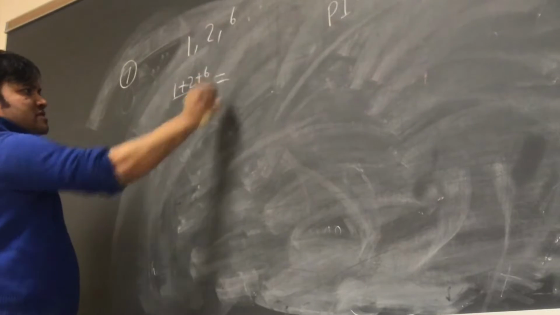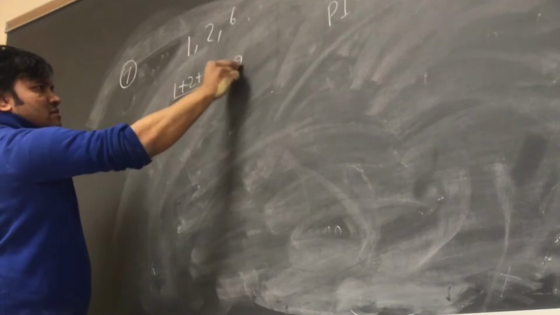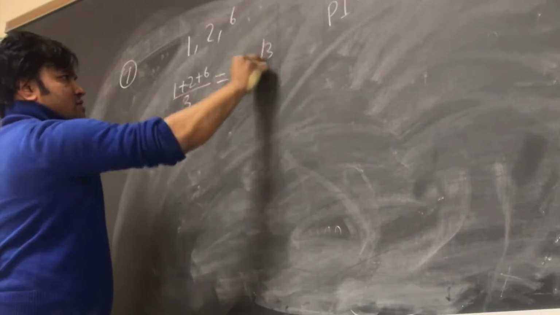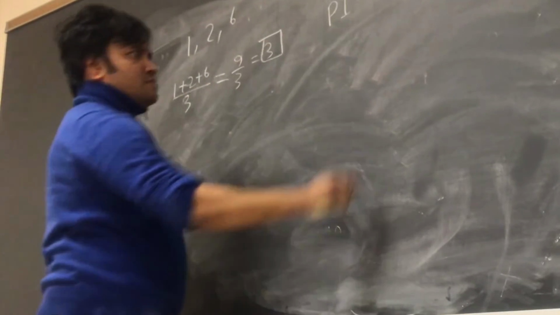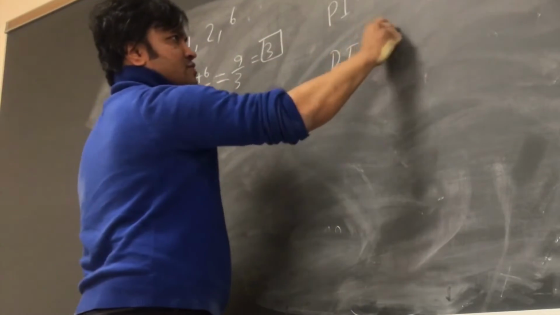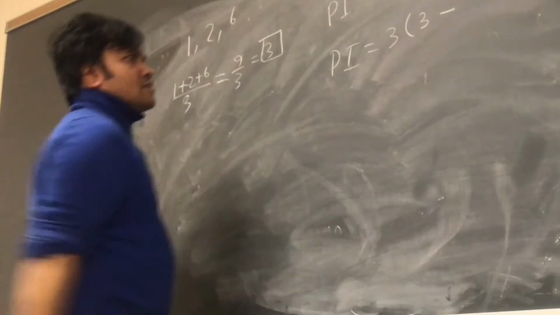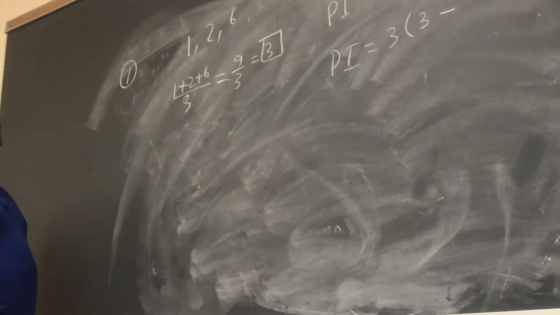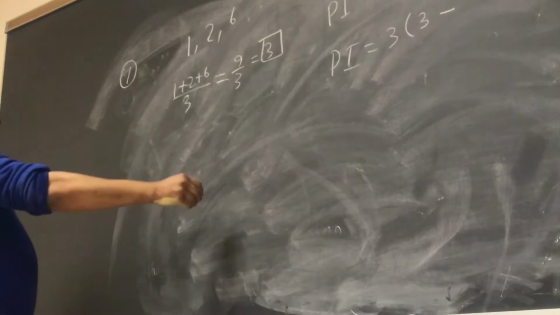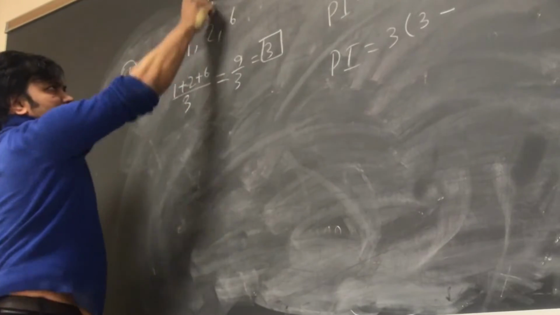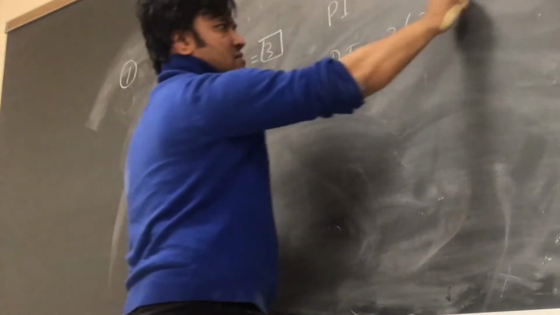So 9 divided by 3 is 3. The mean is 3. What else do we need to find? The median. What is the median? It's 2, since the data is already in ascending order. What else do we need to find?